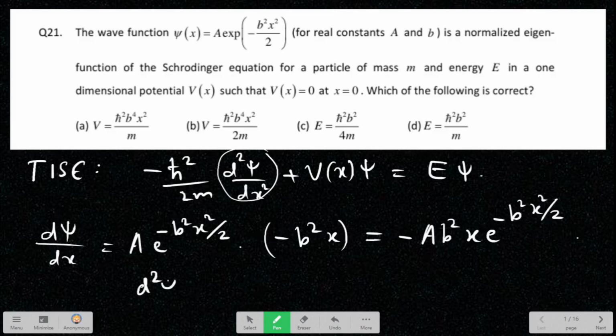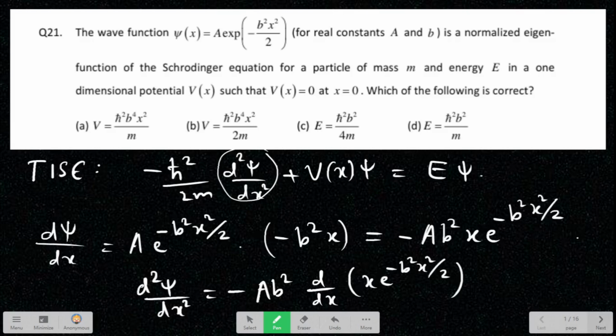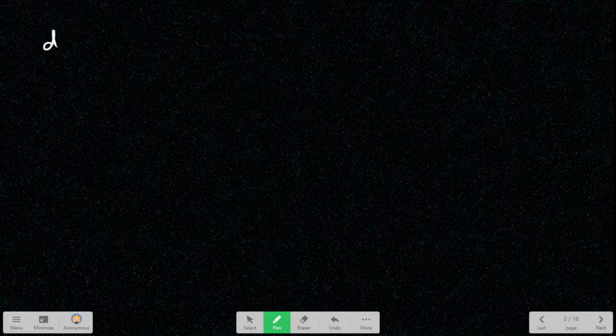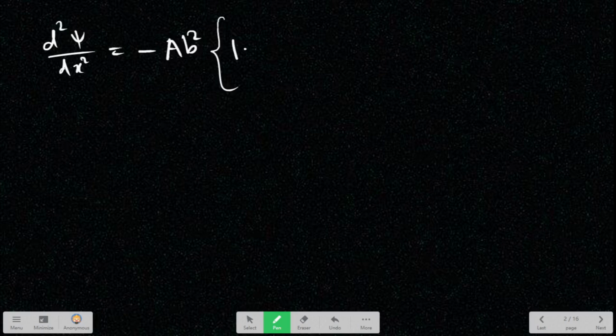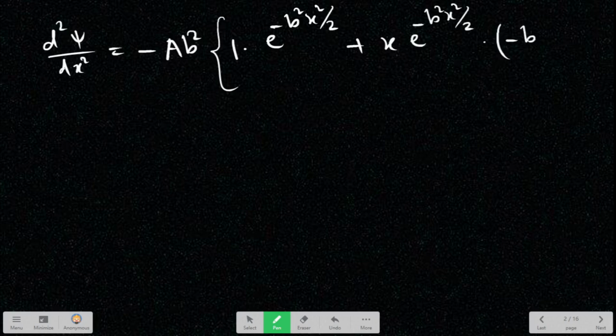D square psi upon dx square is equal to minus A b square d by dx of x e raised to minus b square x square upon 2. Now we can use the product rule. So d square psi upon dx square is equal to minus A b square, derivative of x is 1 into e raised to minus b square x square upon 2 plus x into the derivative of e raised to minus b square x square upon 2, which is e raised to minus b square x square upon 2 into minus b square x.